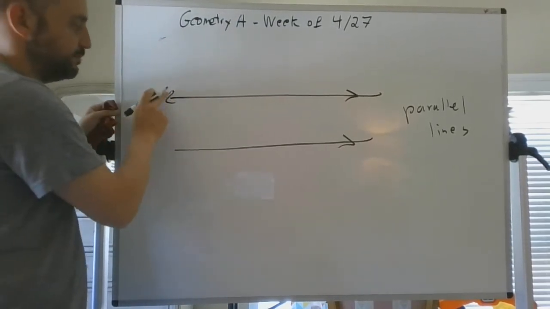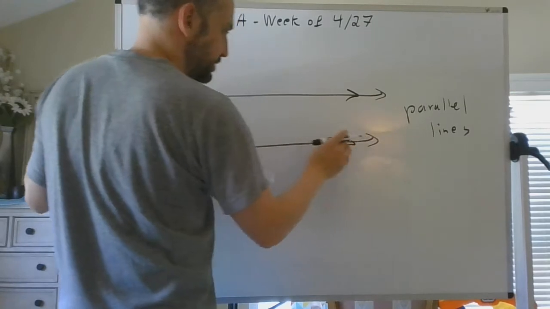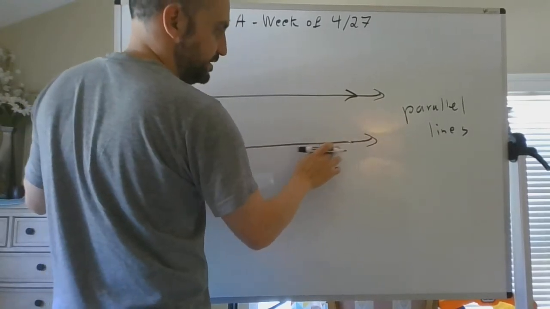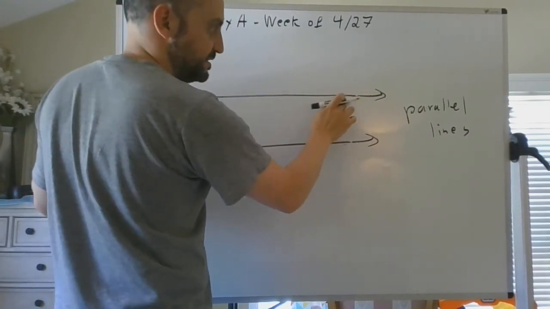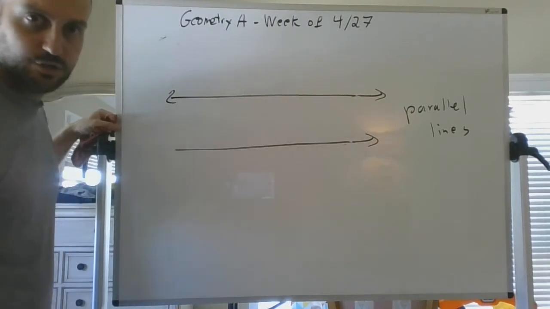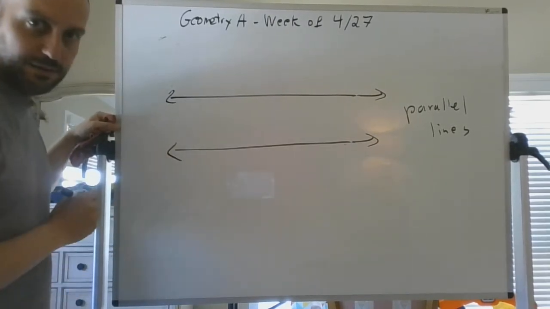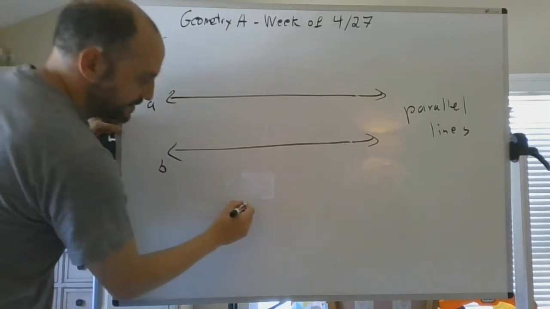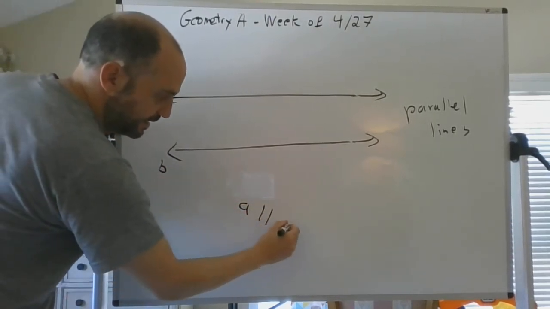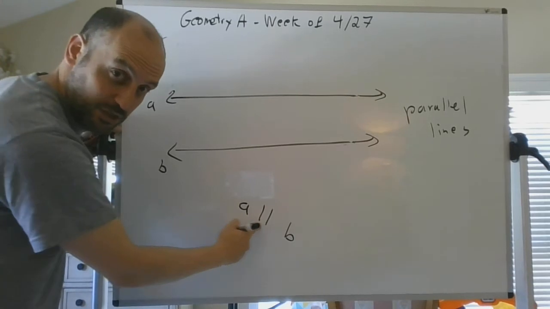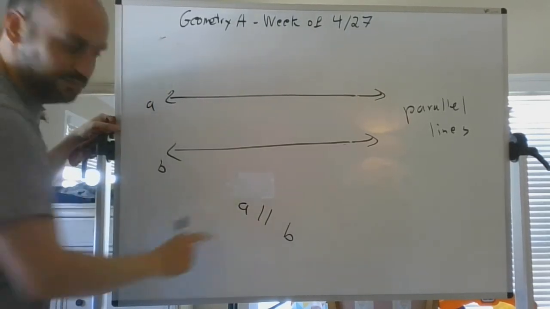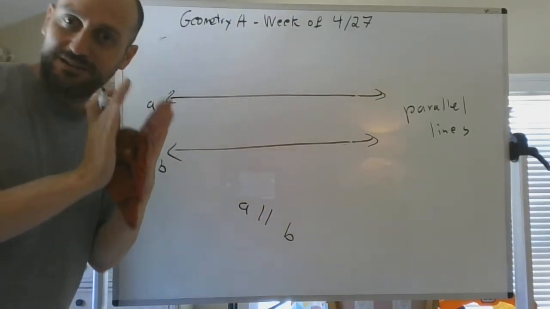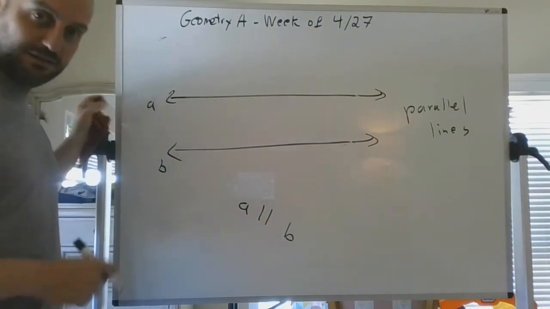Sometimes a problem won't give you these little symbols here, but it'll say, hey, these two are parallel lines. Cool, sounds good. That means they're parallel. Let me call this line A and line B. Sometimes they will say it like this: A is parallel to B. That's what this little symbol means. A is parallel, because it looks like 2 little parallel lines. It's very cute. A is parallel to B.